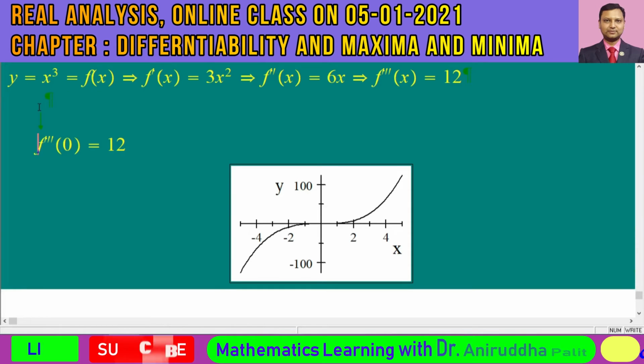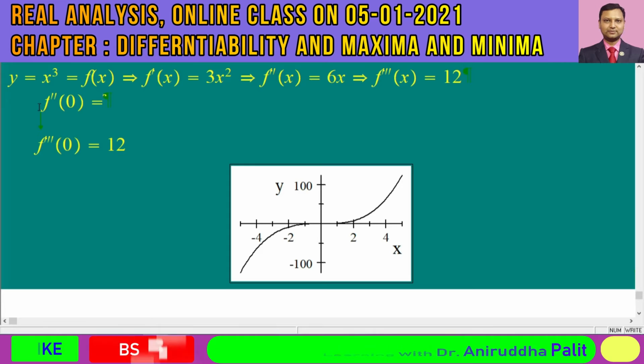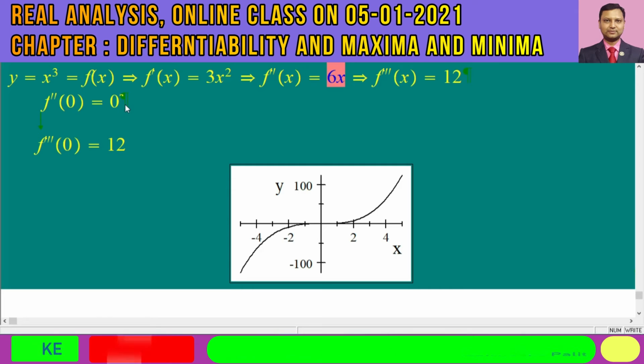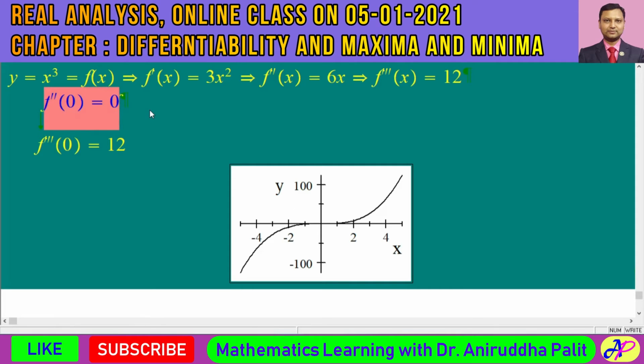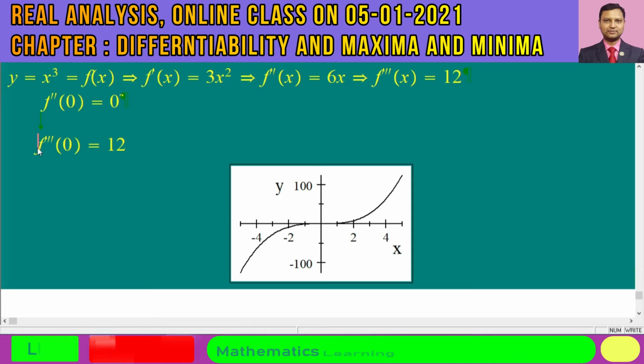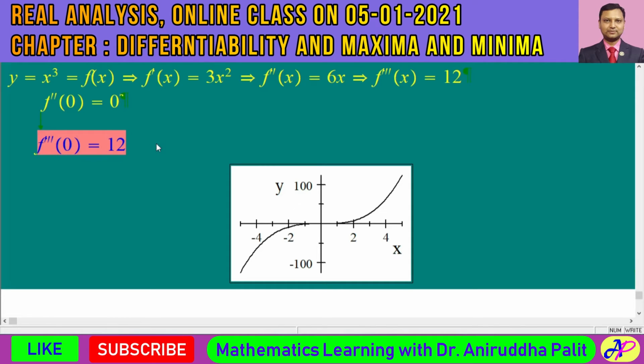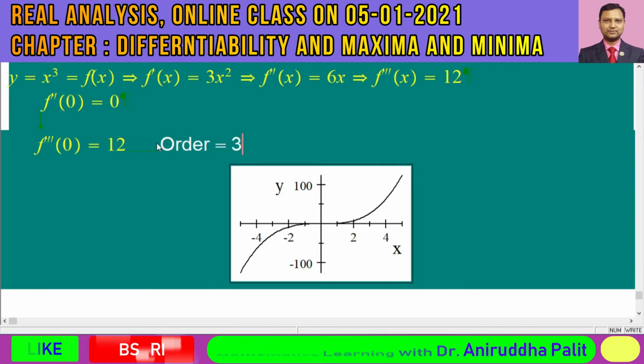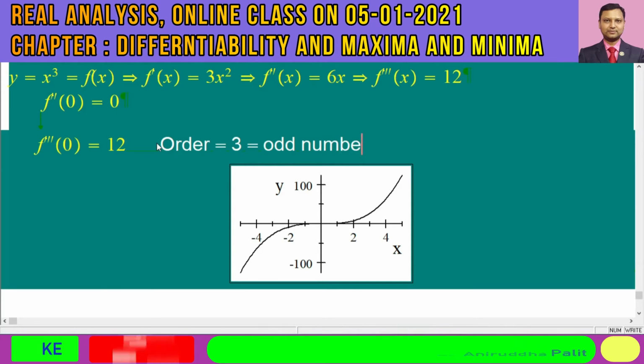All the previous order derivatives, if you consider f double dash at the point 0, should be equal to 0, because f double dash x is equal to 6x. So if you put x is equal to 0 there, you get f double dash 0 is equal to 0. But f triple dash 0 is equal to 12. So this is the first non-vanishing derivative of the function f. And what is the order of that derivative? Order is equal to 3, and 3 is an odd number.